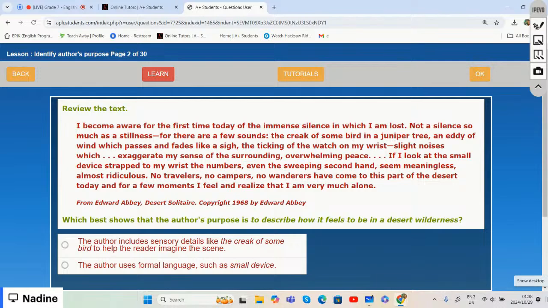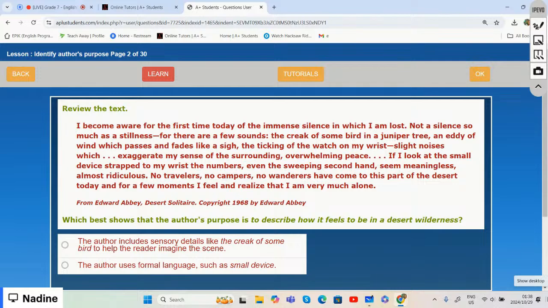If I look at the small device strapped to my wrist, the numbers, even the sweeping second hand, seem meaningless, almost ridiculous. No travelers, no campers, no wanderers have come to this part of the desert today, and for a few moments I realize that I am much alone.